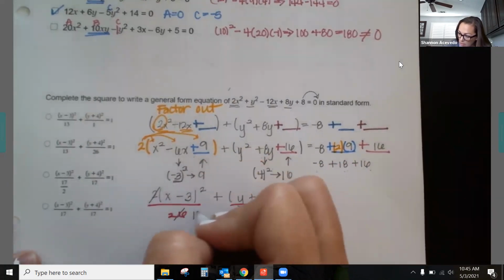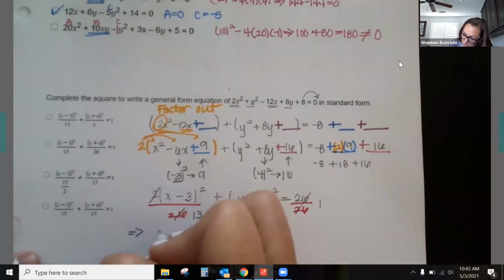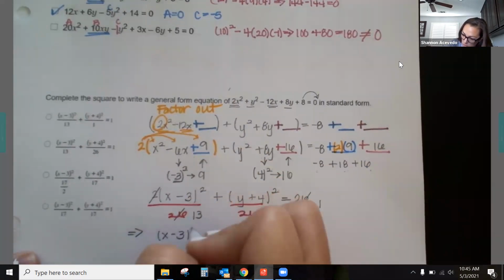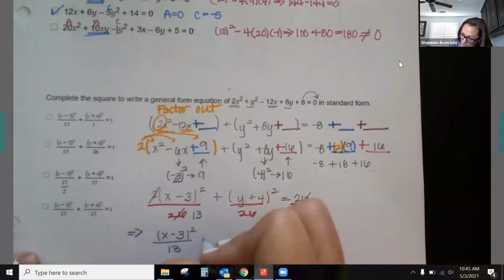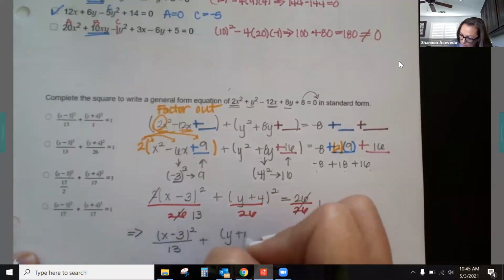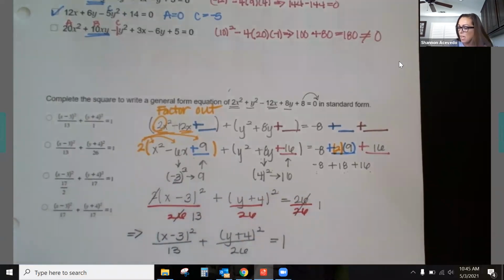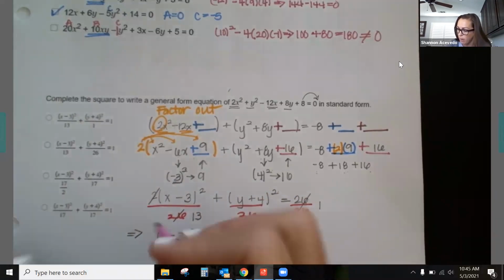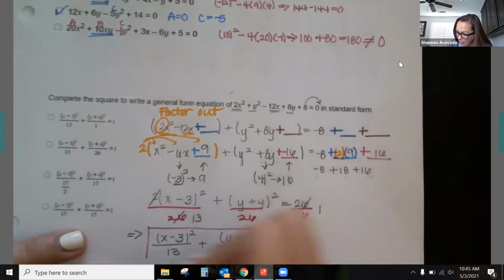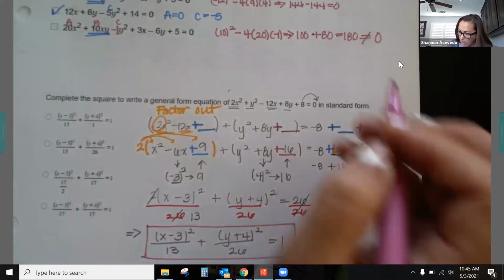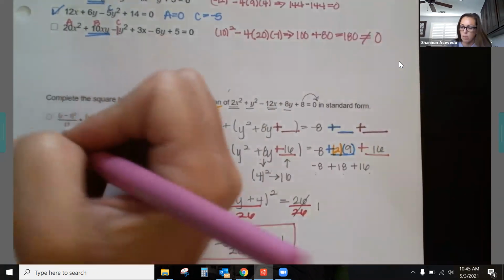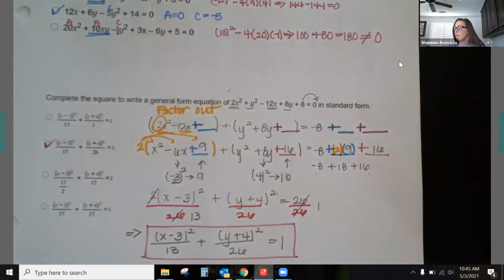2 goes into 26 13 times. So my answer is going to be x minus 3 squared all over 13 plus y plus 4 squared all over 26 is equal to 1. And this is the answer we were looking for. And that is what answer choice? That is this one right there. If you guys have questions, I go too fast, please let me know.